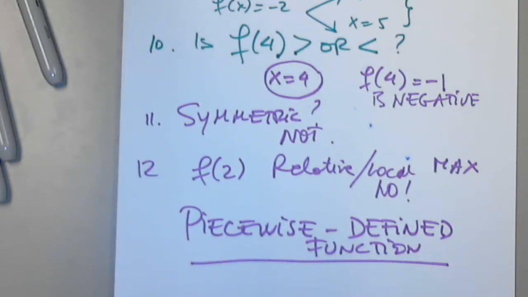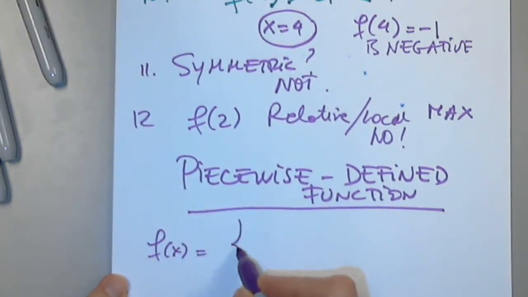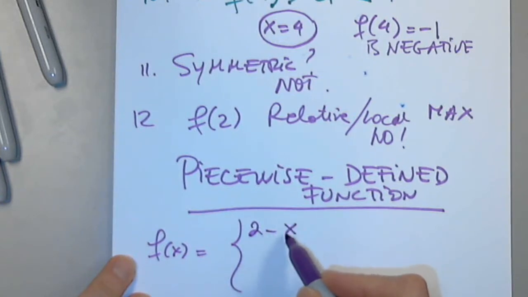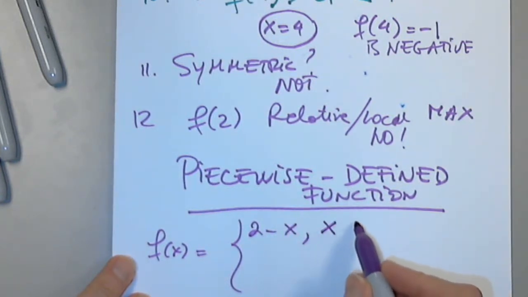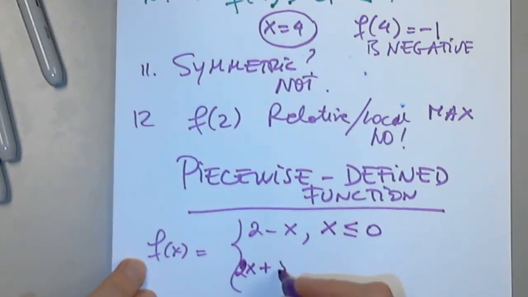In your book, on page 252, I would like to start with an easy problem. I can't find something that I need, so I'm going to make one up. Let's say 2 minus x for x less than or equal to 0, and 2x plus 8 for x greater than 0.